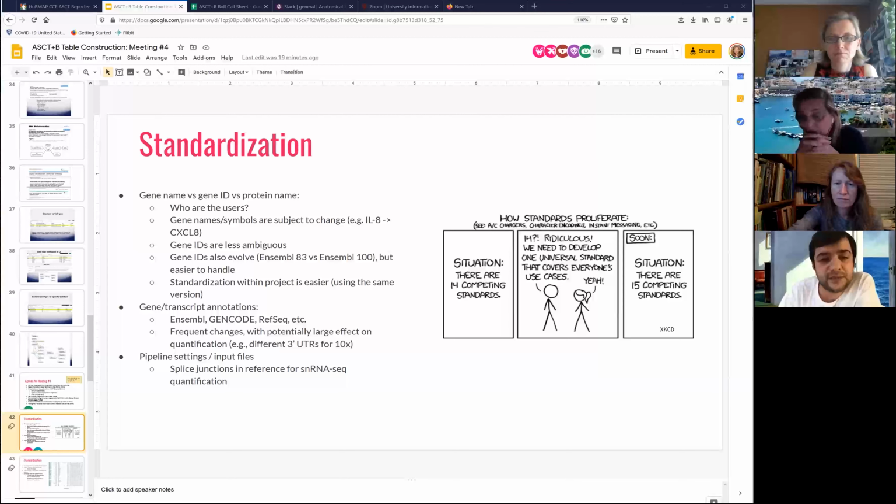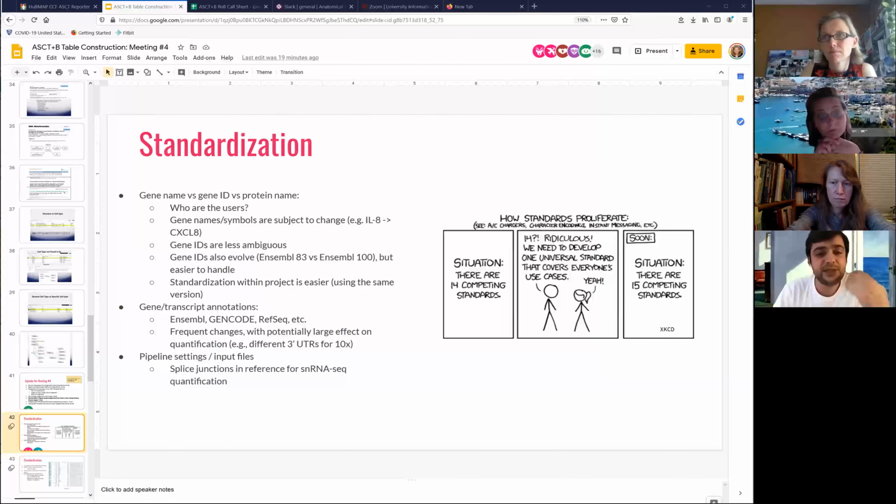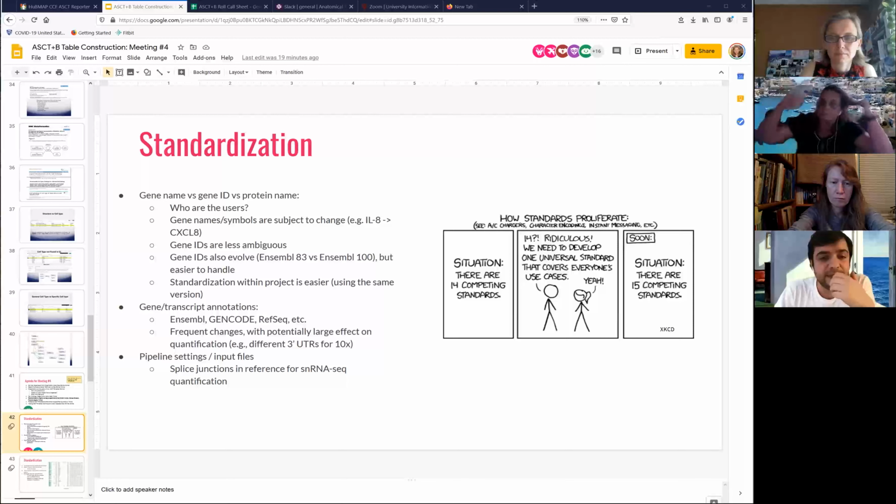Yeah, but even with different versions of the same resource, they might also change, like between Ensembl version 100, for example, some IDs are removed, some new IDs are added. So it doesn't fully solve the problem, but it makes the resource a little bit easier to use at least. And on the other hand, the standardization within a project is easier. If you make a marker table, for example, and you also put which gene names and IDs you use and in which version, then it will be easier to use for other people.